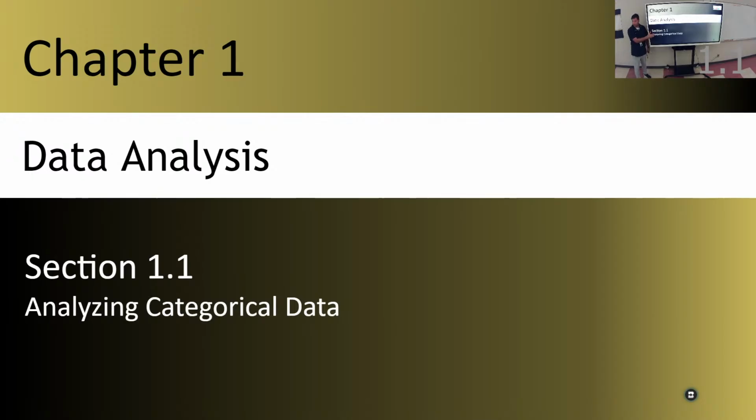Here with 1.2. Okay. So this one's pretty easy. Categorical is the easiest of the two, because there's only a couple ways we can do categorical.